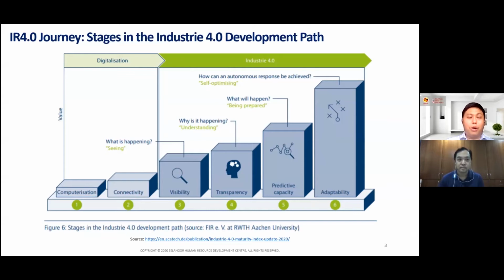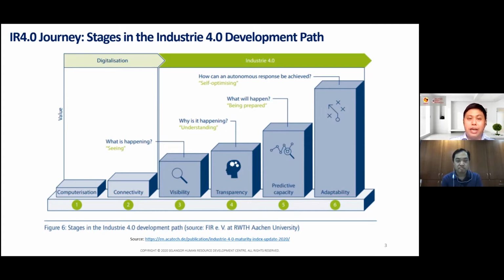Now, the first part is about Industry 4.0, as we all know, and we all see the stages of the Industrial Revolution. So Industry 4.0 for us is a journey, and there are many stages in the Industry 4.0 development path. The first part is digitalization, where we talk about computerization and connectivity. When you computerize and connect different devices and machines, that's where you obtain a good infrastructure for digitalization.